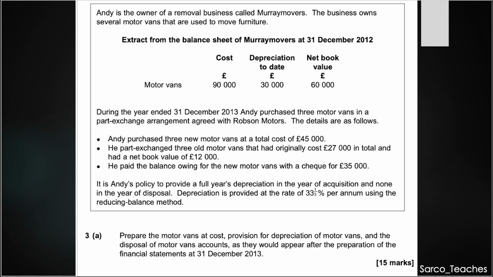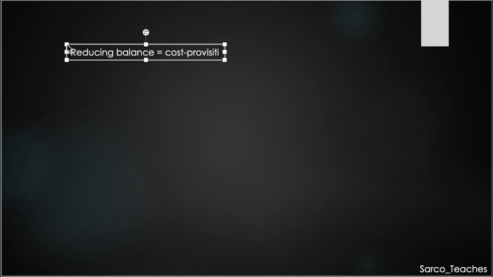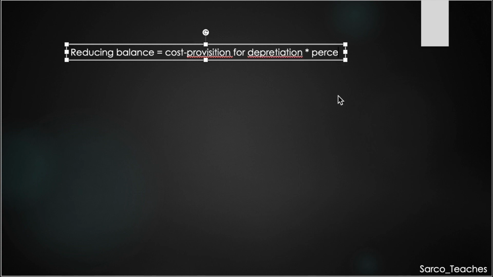It says it is Andy's policy to provide a full year's depreciation in the year of acquisition and none in the year of disposal. Depreciation is provided at a rate of 33 1/3%, I think that's what it says, per annum using the reducing balance. So how we deal with this adjustment is we first remind ourselves what the reducing balance is. It's cost minus provision for depreciation times percentage, because in this case we've been given percentage. If it was years, we divide it by years.